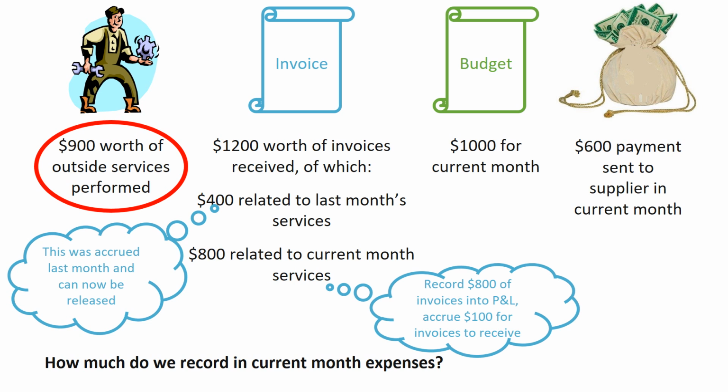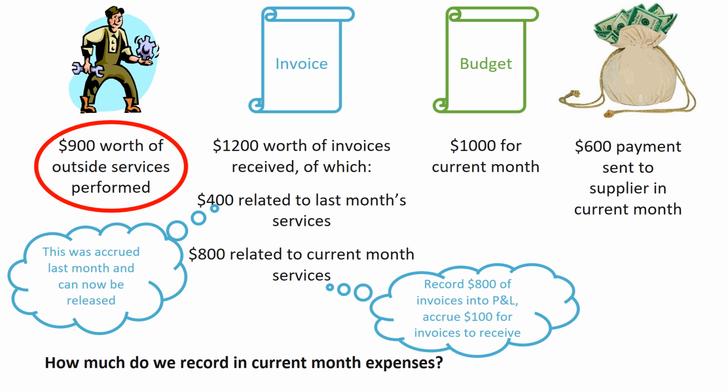The $800 of invoices received related to current month's services will be booked into the P&L, but we will have to accrue an additional $100 for invoices to be received. This $100 is the difference between the $900 of work performed and the $800 of invoices received for it. Having a copy of the full set of signed timesheets of the external vendor for the work he performed for us would be a good basis to make the accrual calculation.